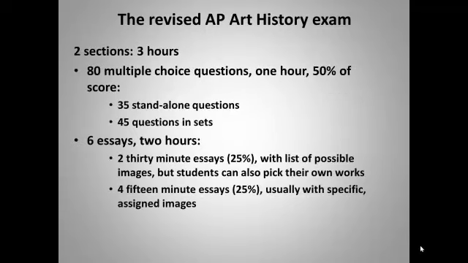Here's a quick overview of the structure of the revamped AP test. Half of your score will be determined by 80 multiple choice questions. 35 of these will be more or less standalone questions. 45 will come in sets, usually associated with an image or group of images. As I just mentioned, the College Board is trying to move away from purely factual recall toward more analytical and comparative questions, which means that reading and interpreting the questions is going to be more challenging. On the other hand, you'll get fewer questions.